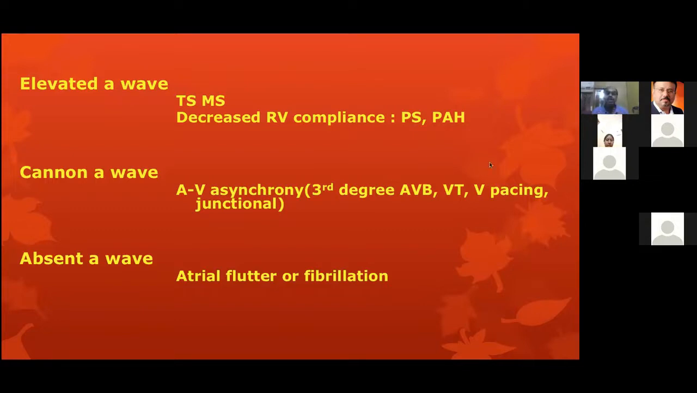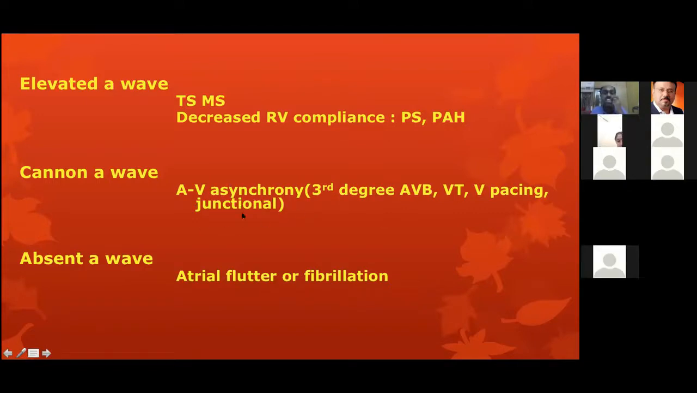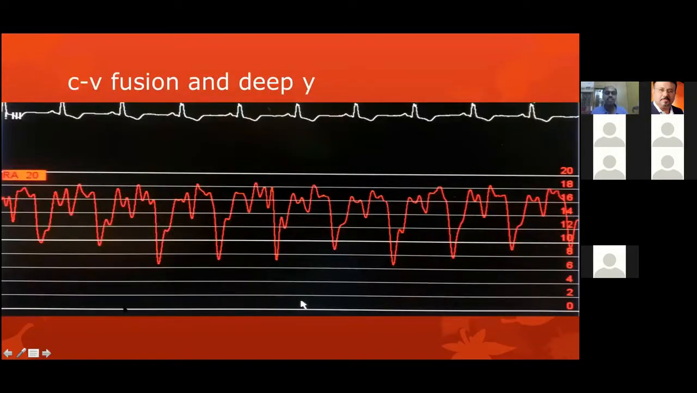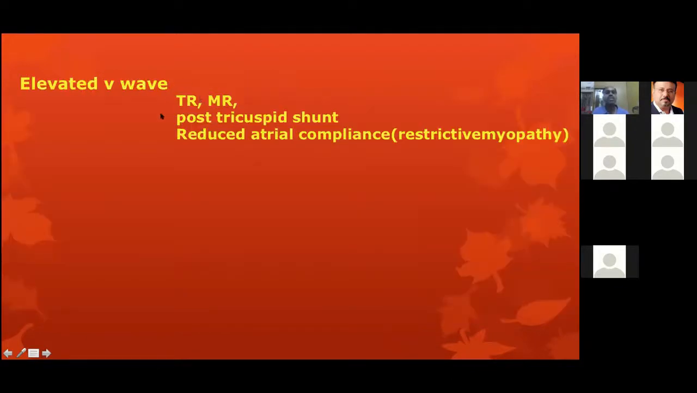So cannon waves: irregular cannon waves are seen in third-degree AV nodal block, VT, or ventricular pacing, and regular cannon waves are seen in junctional tachycardia. Absent A waves are seen in flutter or fibrillation. CV fusion is a characteristic feature of tricuspid regurgitation. The C wave fuses with the V wave with a prominent Y descent, and that is a feature of tricuspid regurgitation.